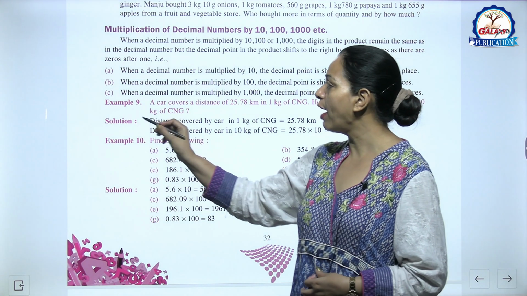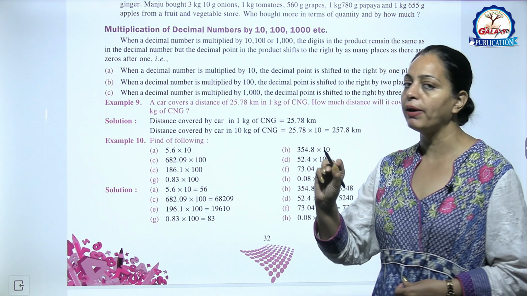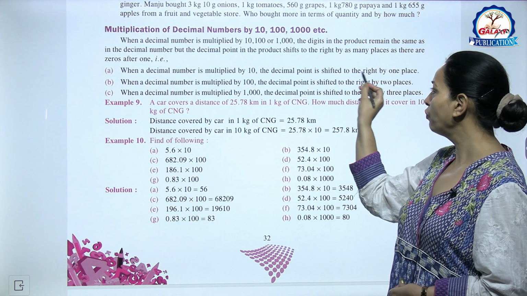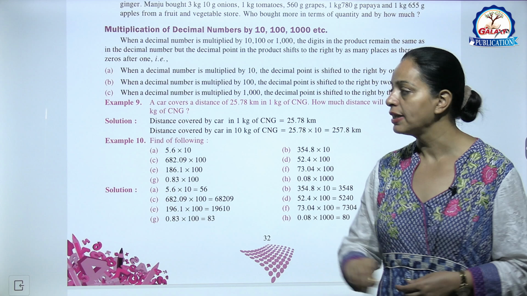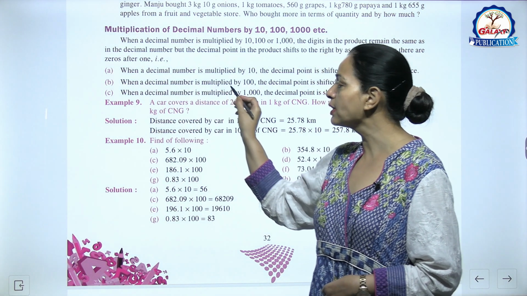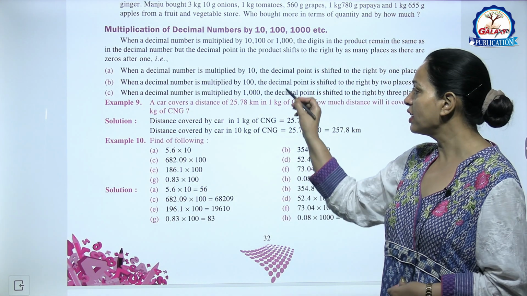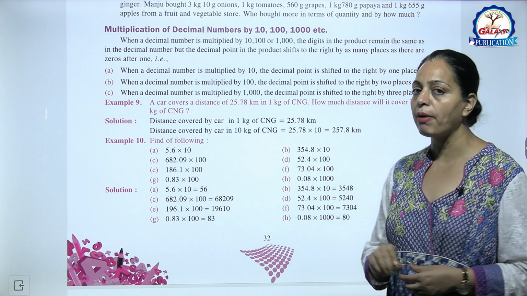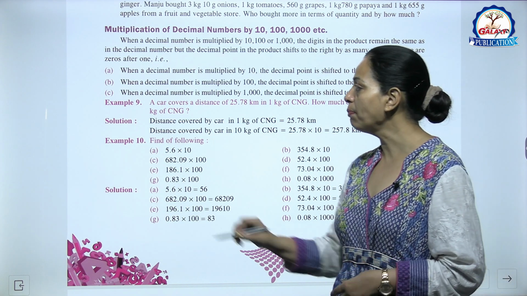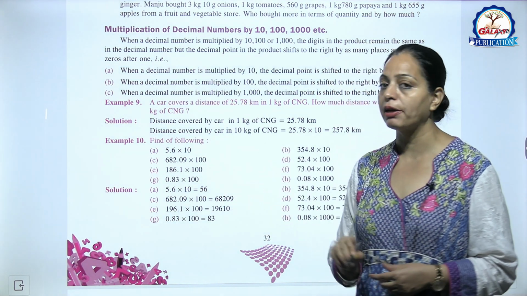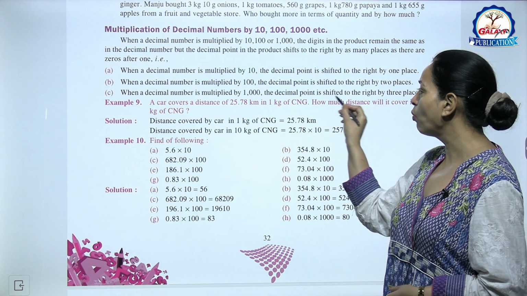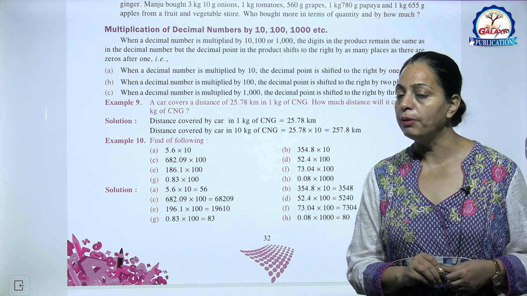सी A part, when a decimal number is multiplied by 10, the decimal point is shifted to the right by 1 place. B part, when a decimal number is multiplied by 100, the decimal point is shifted to the right by 2 places. And C part, when a decimal number is multiplied by 1000, the decimal point is shifted to the right by 3 places.